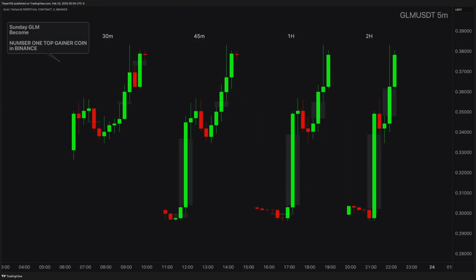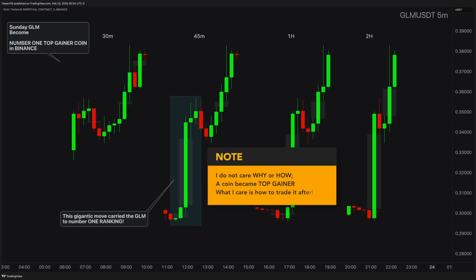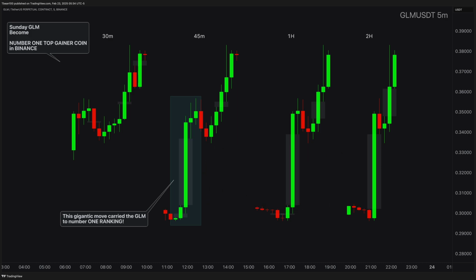Sunday, GLM became the number one top gainer coin by far. It happened by this movement here. Now we do not care how or why it happened. It is not our concern. We know that daily price action is bullish. Also this coin became number one top gainer. So we only care about how we can trade this right now.